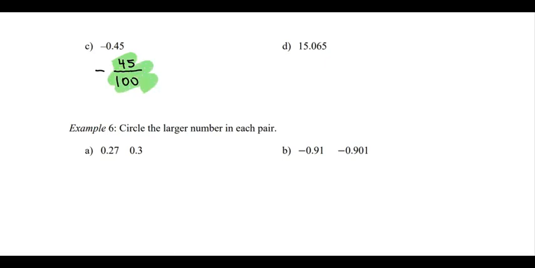Okay, and then the last one has a whole number part, so we have 15. Now you have 0.065. You do not need to put the 0 in the numerator. You can just put only the numerical parts. You do not need to write the 0 in there. But that will make a difference because 5 is in the thousandths place, so it's going to be over 1,000. And then what we are going to do is simplify this fraction.